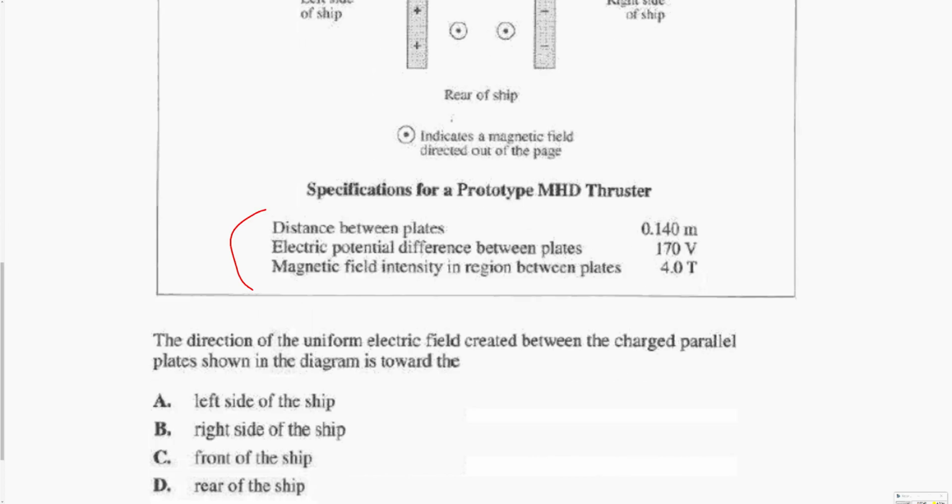The direction of the electric field between the two charged plates. This is a category 1. We've got to get this question. Which way is the electric field? The electric field always points away from the positive toward the negative. Magnetic field, harder because it's a hand rule thing, right? But the electric field is away from the positive toward the negative. So it's toward the right side of the ship.